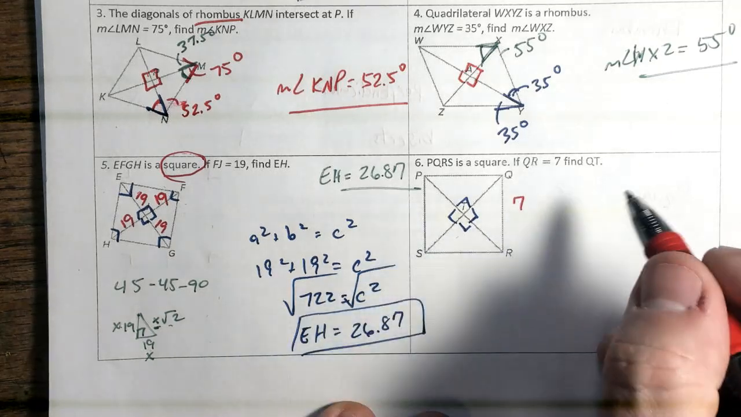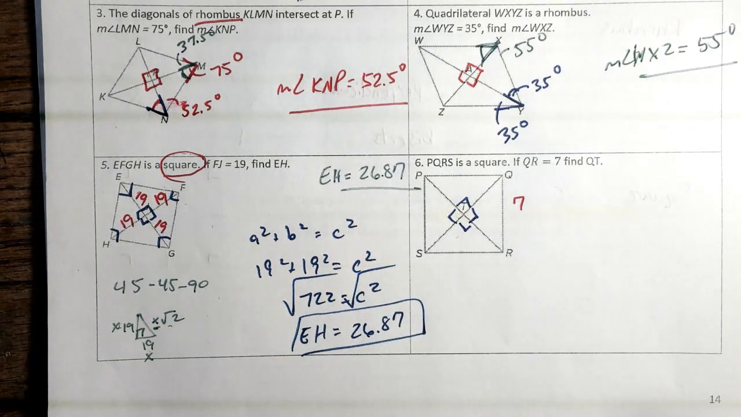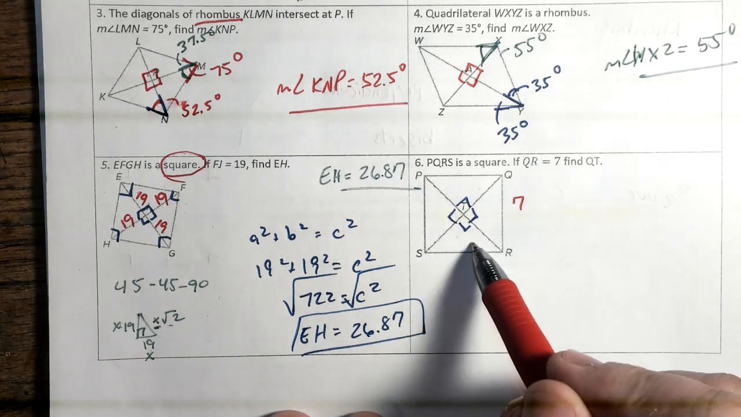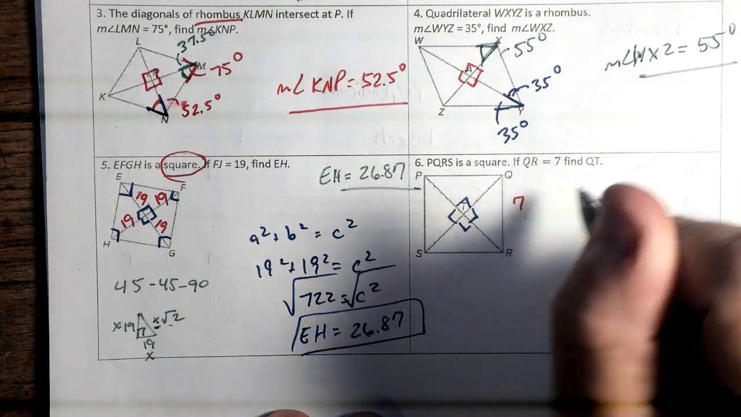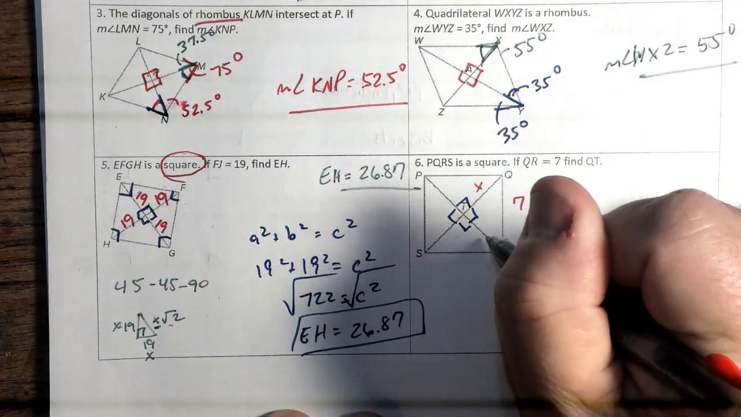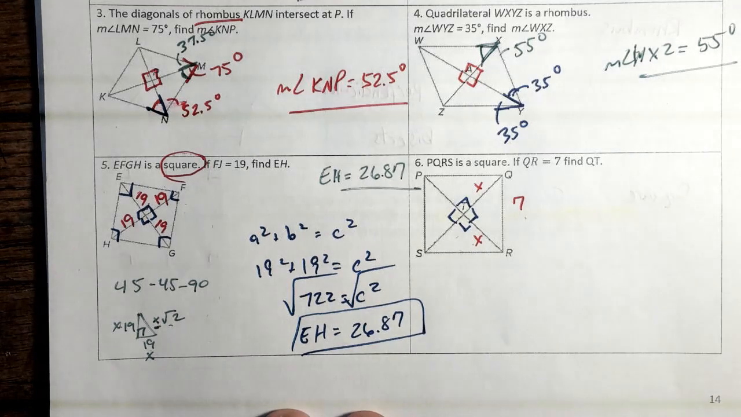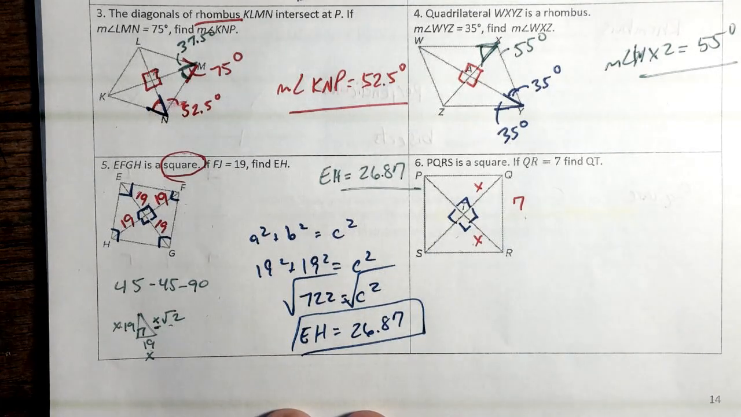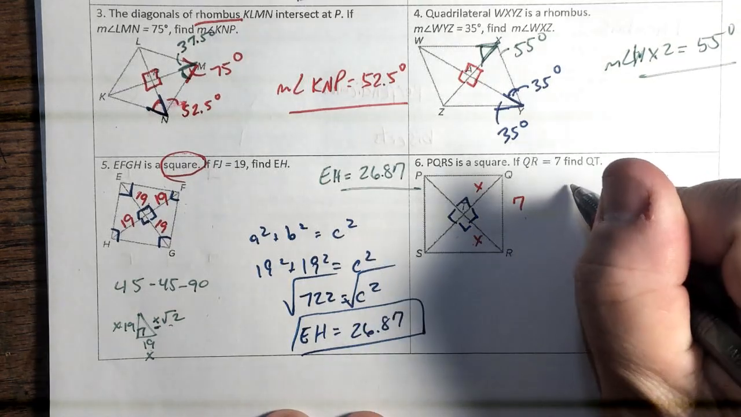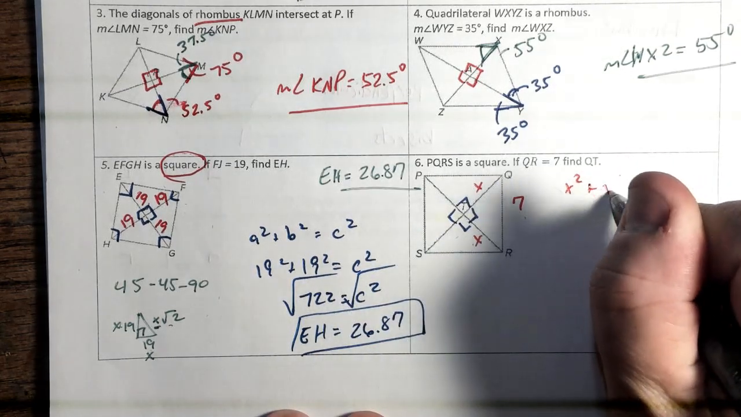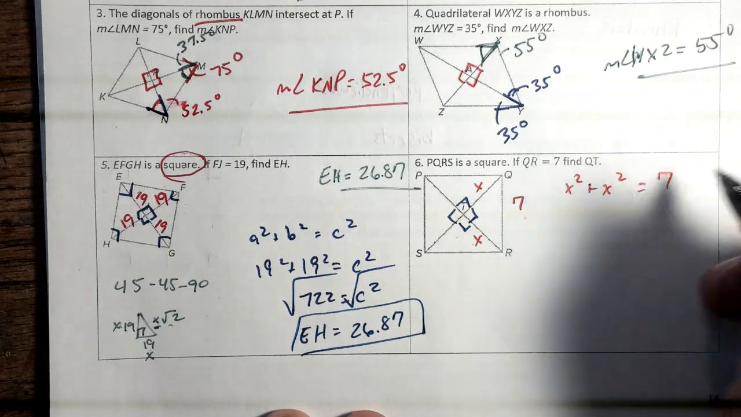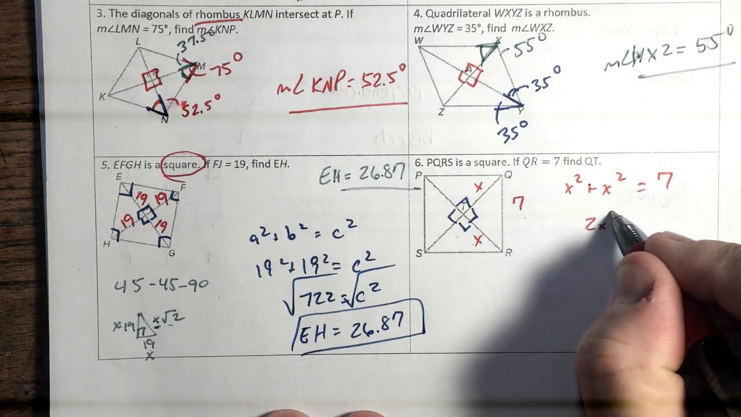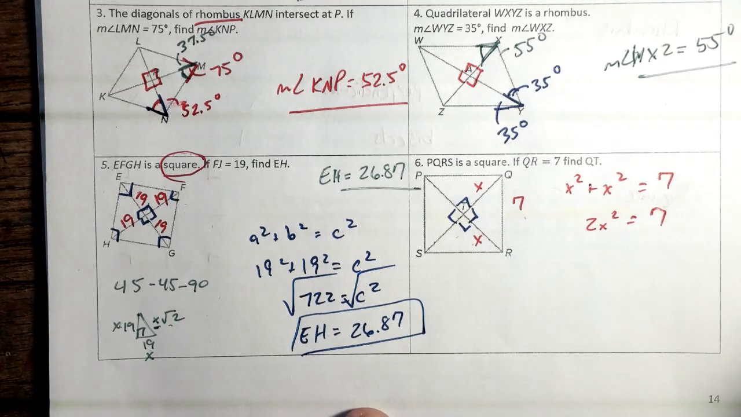So we know that a squared plus b squared equals c squared. So we're just going to call this x, because this is also x. They're the same. They're congruent. Remember, the diagonals are congruent. So a squared plus b squared equals c squared. So 2x squared equals 7.